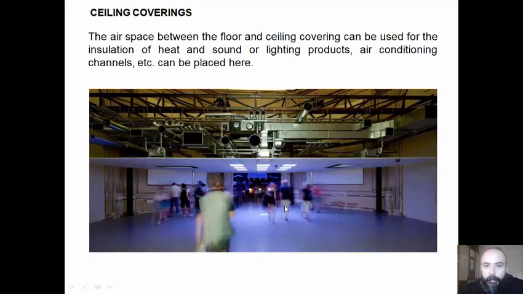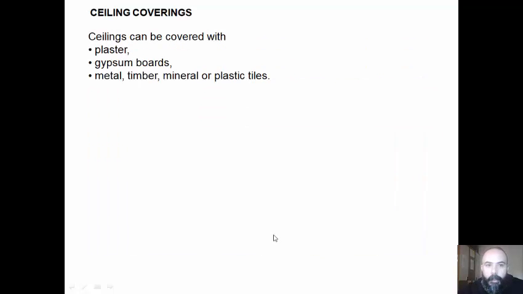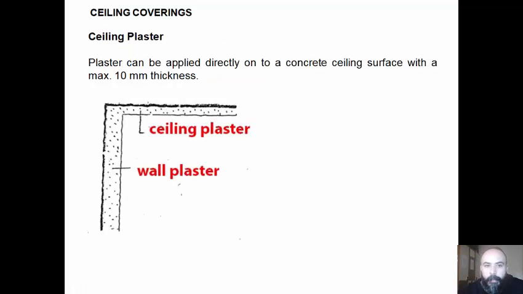The air space between the floor and ceiling covering can be used for the insulation of heat and sound or lighting products. Air conditioning channels can be placed here. Ceilings can be covered with plaster, gypsum boards, metal, timber, mineral, or plastic tiles.